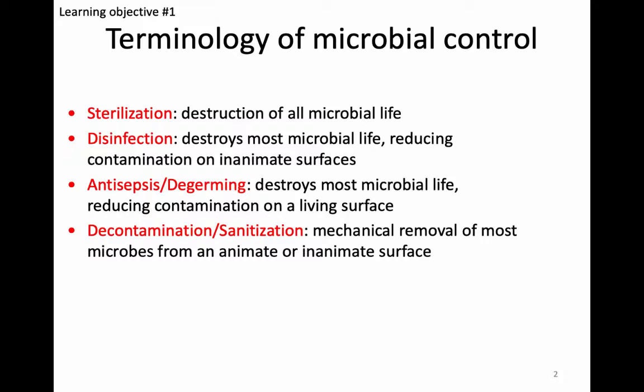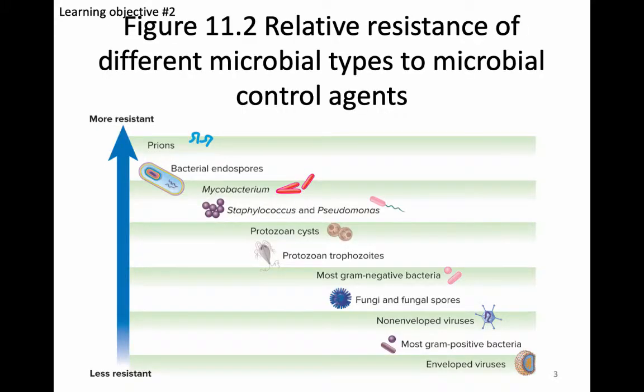Also pay attention to where the microbial life is being controlled. So it could be on an inanimate surface, like something non-living, as in disinfection or decontamination, sanitization, or it could be on a living surface like a patient's skin, as in antisepsis, degerming, or also in decontamination, sanitization. And in decontamination sanitization, mechanical removal is essentially scrubbing. So you're scrubbing the surface or the skin in order to physically, mechanically remove microbes from that surface.